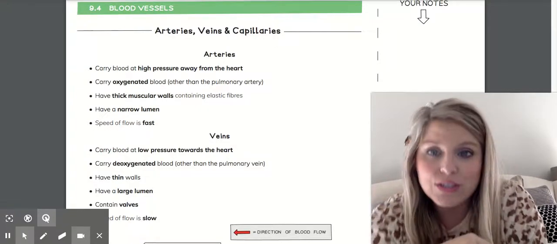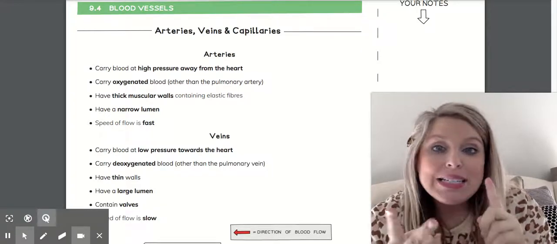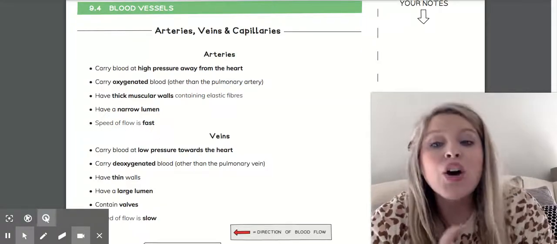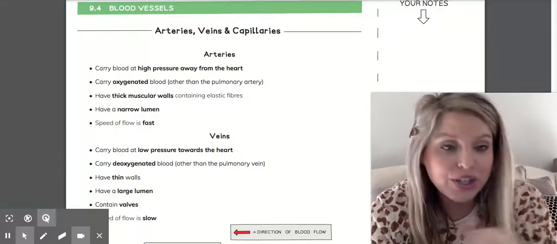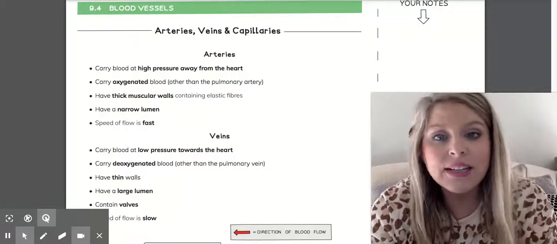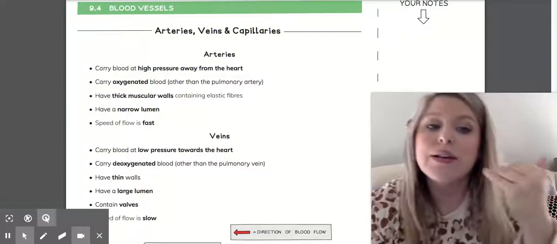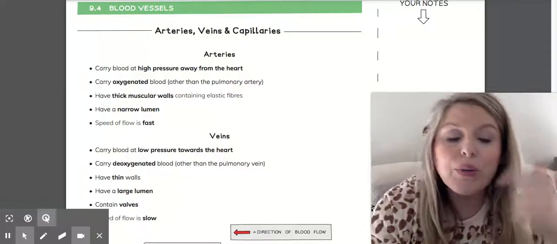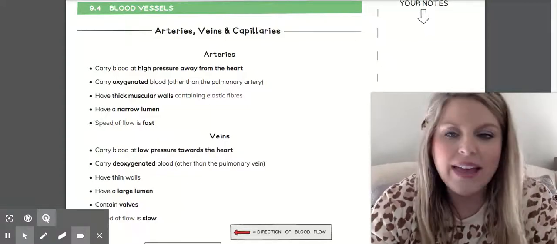9.4, blood vessels. When we look at blood vessels, there are three types that we're going to be looking at: arteries, veins, and capillaries. Arteries, characteristics of those: they carry blood at high pressure away from the heart. They carry oxygenated blood other than the pulmonary artery, because remember, pulmonary means it's going to the lungs. So if it's going away from the heart to the lungs, it has that deoxygenated blood that's got to pick up oxygen at the lungs.